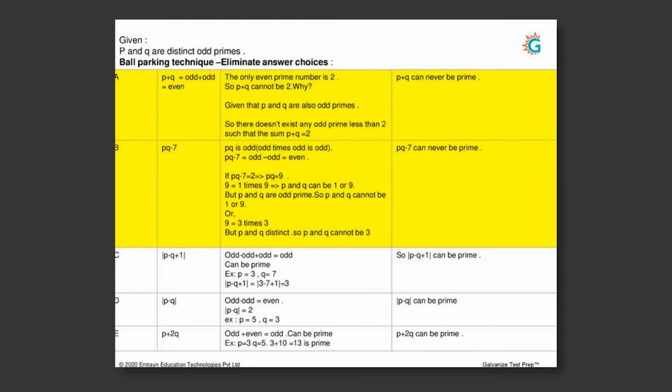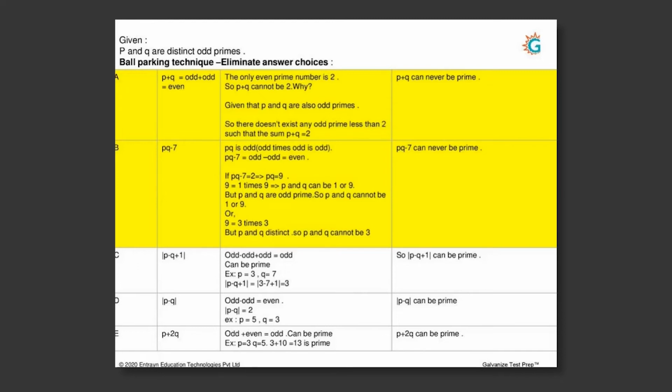So, did you all understand why only options A and B are right here? The question itself is a negation question. The question is asking for which of the following can never be prime. So in that case, only options A and B are true. The other three cannot be the correct options. I hope you got it right. Clear? Okay, fine.